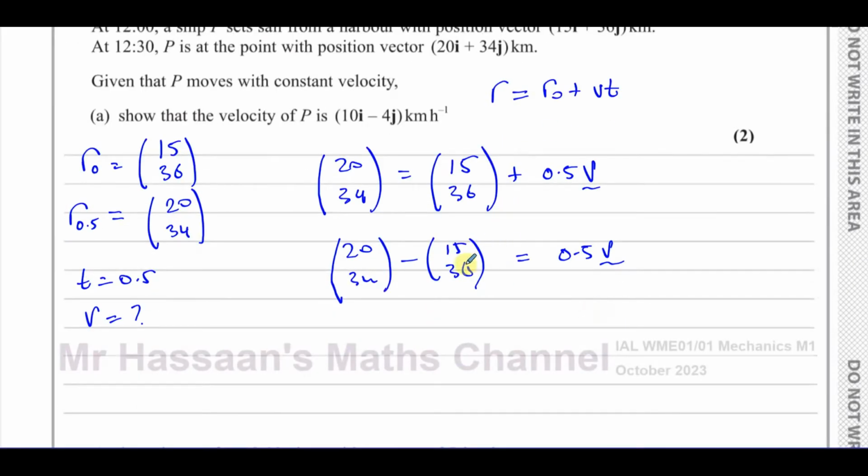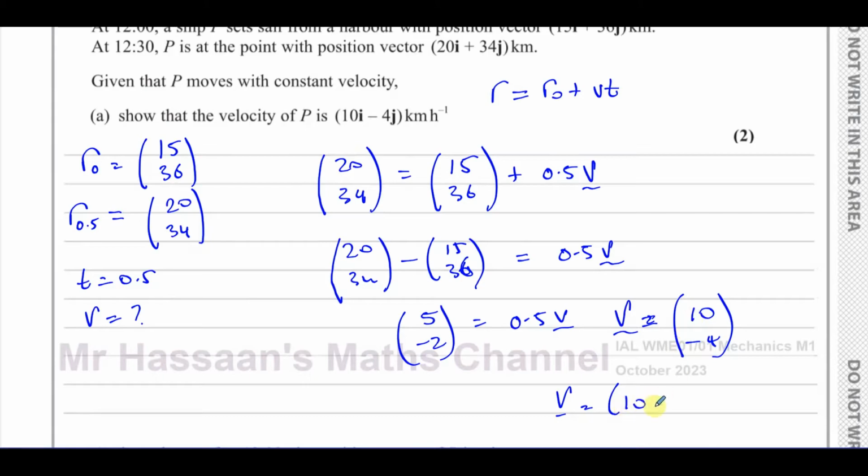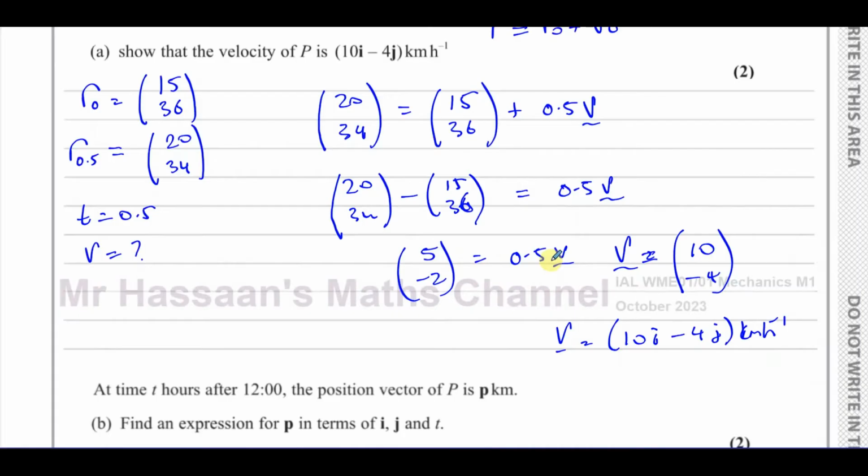And if we just solve this, let me write this a bit neater. 20 minus 15 is going to be 5. And 34 minus 36 is going to be minus 2. And that's equal to 0.5 V. So therefore V, which is the velocity, is going to be, you have to multiply by 2 to get rid of the 0.5. So you multiply that side by 2. It's going to be 10 and minus 4. So we can see that the velocity vector that we're looking for is exactly that, 10I minus 4J kilometers per hour. Okay, so we've shown that the velocity of P is 10I minus 4J kilometers per hour.